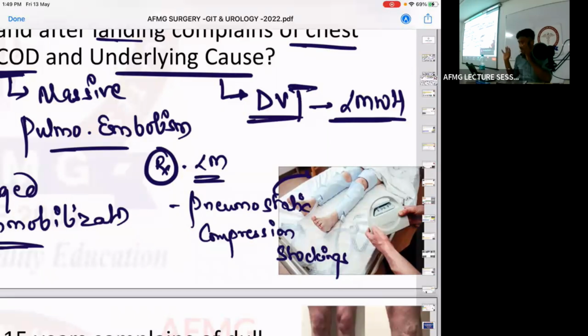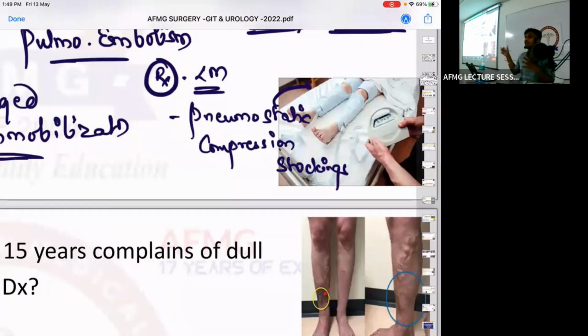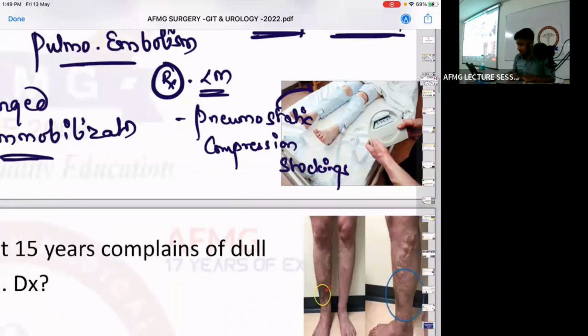No issues with this. So in an episode, which drug would be given? Low molecular weight heparin. But after that, which drug is given? Maintenance therapy, warfarin ke sath, and for prevention of thrombus, pneumostatic compression stockings. No issues with this, anybody?